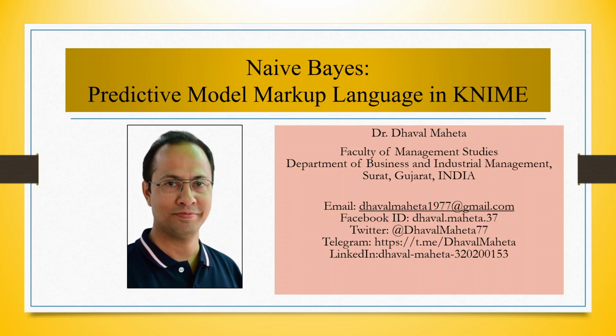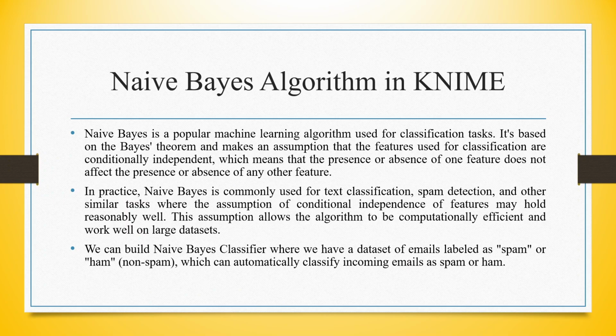And today we will understand how to run predictive model markup language using Naïve Bayes and KNIME. So Naïve Bayes is a popular machine learning algorithm used for classification tasks. It is based on Bayes' theorem and makes an assumption that the features used for classification are conditionally independent, which means that the presence or absence of one feature does not affect the presence or absence of any other feature.